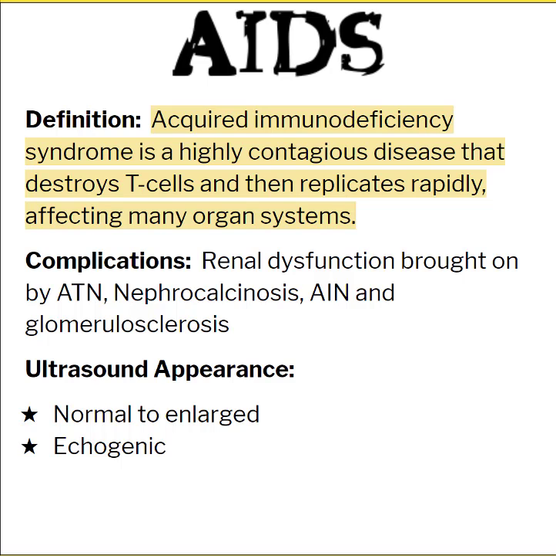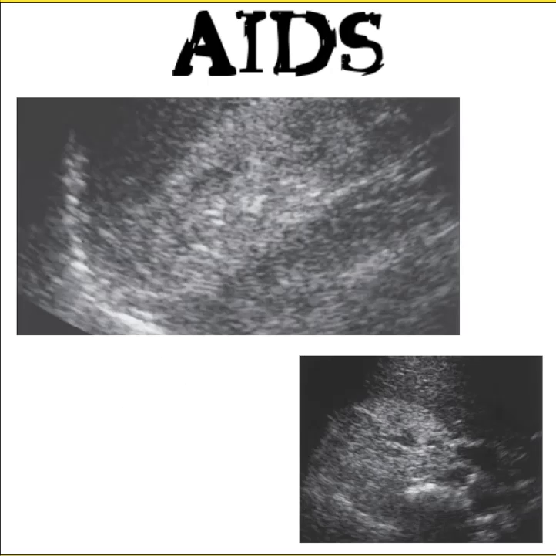So the AIDS virus attacks the T cells, attacks other organs in the body, and the kidneys being one of them is really just going to render the kidneys dysfunctional. Now, on ultrasound, the kidneys in an AIDS patient are going to appear probably normal to slightly enlarged in size, and they're going to be echogenic. So here's an example of a patient with AIDS that has very echogenic kidneys, and again, they're going to be normal to maybe a little bit larger.